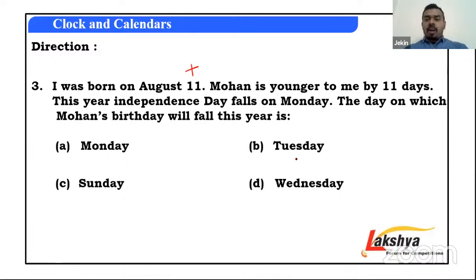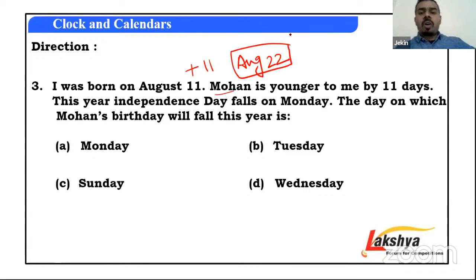Mohan is younger to me by how many days? Here it is. Mohan is younger to me by 11 days. Meaning, I will add 11 to this, which means Mohan is actually born on August 22. Isn't it? Mohan is actually born on August 22.